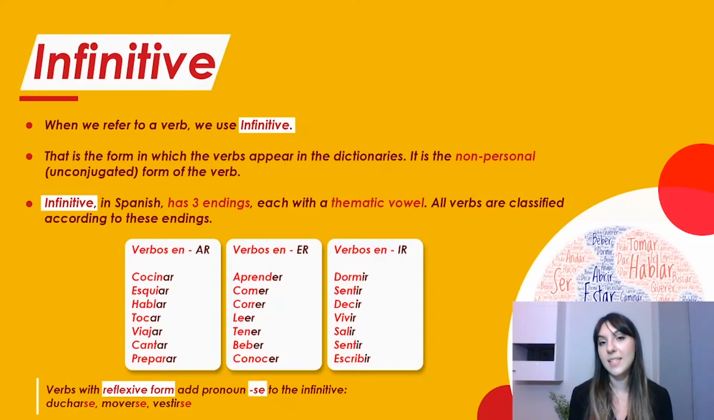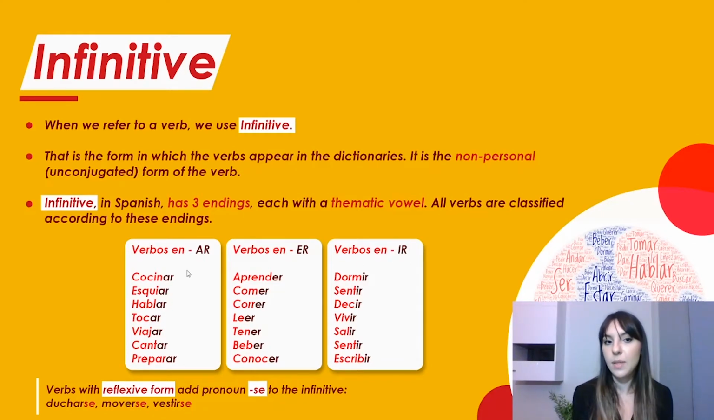Before learning the present tense, we have to talk about the infinitive. The infinitive is the most basic form of a Spanish verb. It is the form in which the verbs appear in the dictionaries, and it is a non-personal form of the verb. In Spanish, the infinitive has three endings, each with a thematic vowel, and all verbs are classified according to these endings. So we have verbs that end in ar, verbs that end in er, and verbs that end in ir.